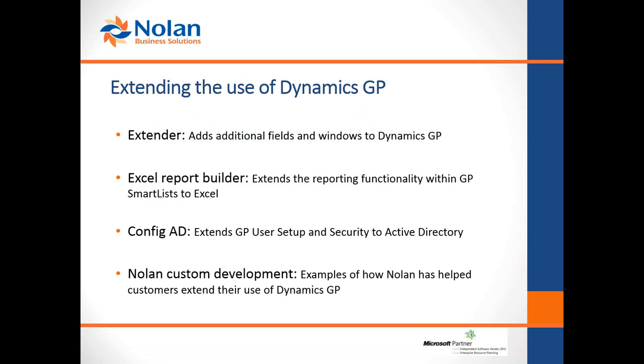To begin with, we're going to talk about a product called Extender, which allows you to add additional fields and windows to Dynamics GP. Then we're going to look at Excel Report Builder, which extends the reporting functionality within GP Smart Lists to Excel. The third product is Config AD. This extends the GP user setup and security to Active Directory. To end with, we're just going to run through a couple of examples where Nolan's have helped customers extend their use of GP.